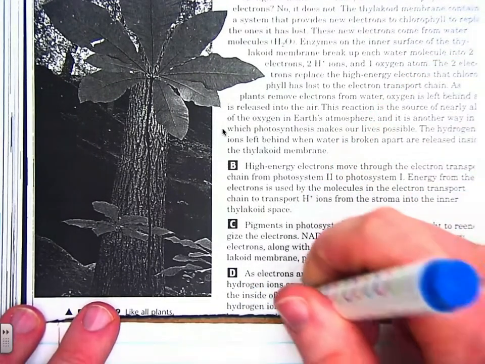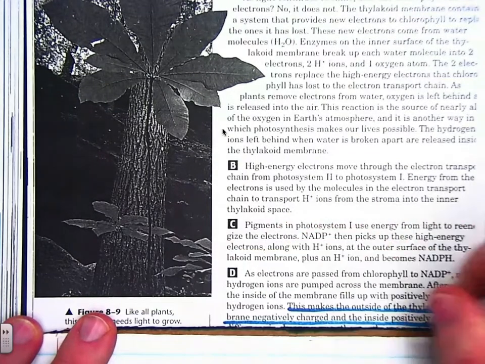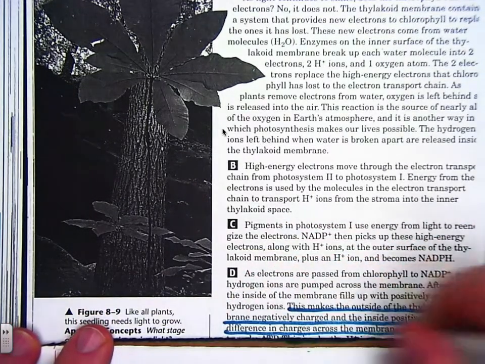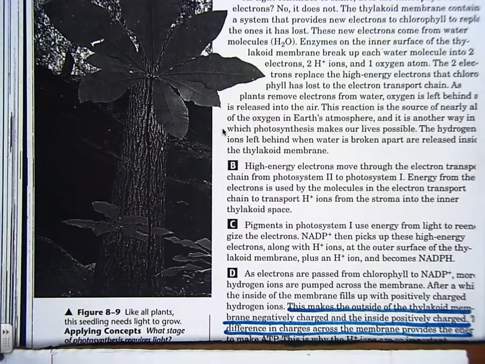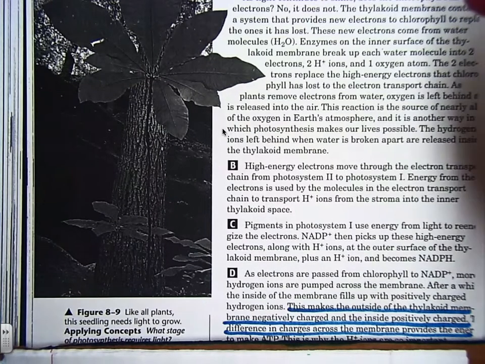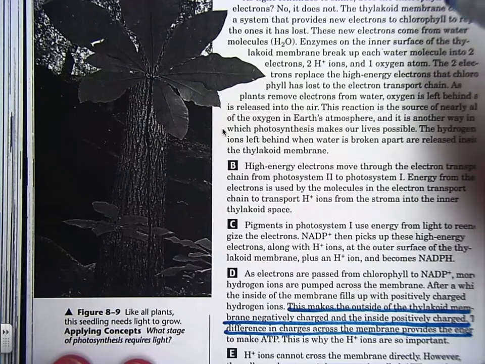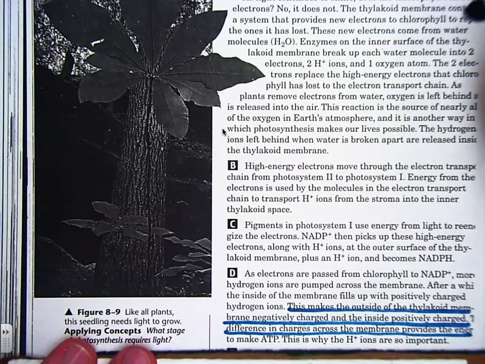Oh man, what a great quiz question. Tell me, class, which side of the thylakoid membrane is positively charged? Oh, it's the inside. Why? Because there's hydrogen ions in there.